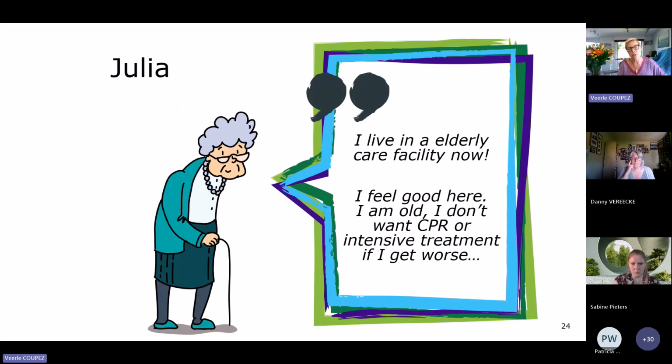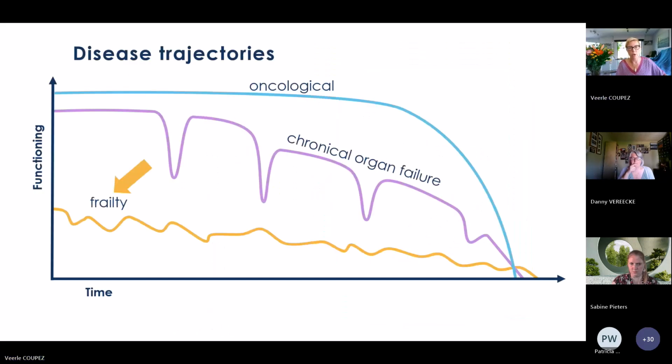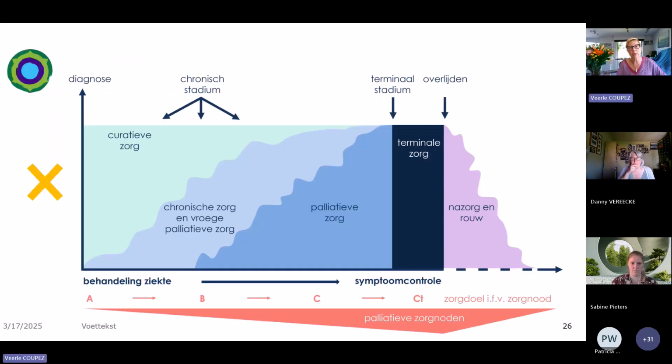I'll take you back to Julia. Julia lives in an elderly care facility now. She says, I feel quite good here. I'm old and I expect to have a good quality of life. And when something happens, I don't want CPR or intensive treatment if I get worse. We already established that Julia is in a frailty trajectory. Where would you put her on this diagram?